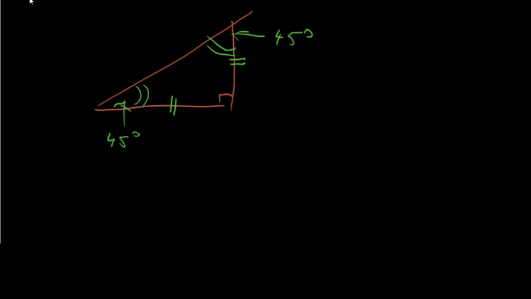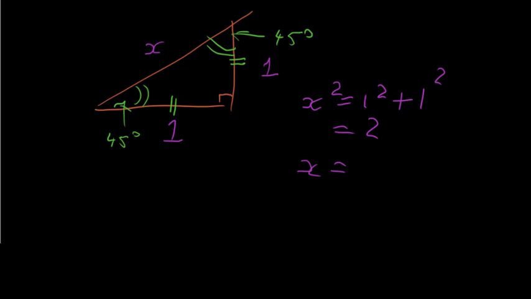So all we've got to do is give one of these sides a length of 1, and then this is 1. Now, using Pythagoras' theorem, which we hopefully all know, if we say this side is x, then what is x? So x squared is equal to 1 squared plus 1 squared. So I'm going to get 2 on this side. I can square root both sides, and I get x must be the square root of 2. So if the other two sides are 1, the hypotenuse must be the square root of 2.